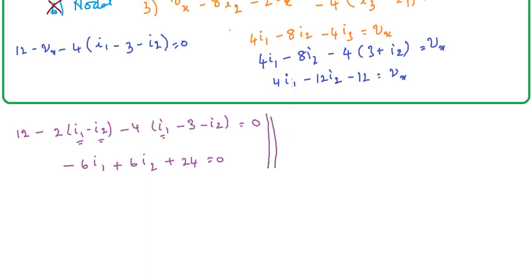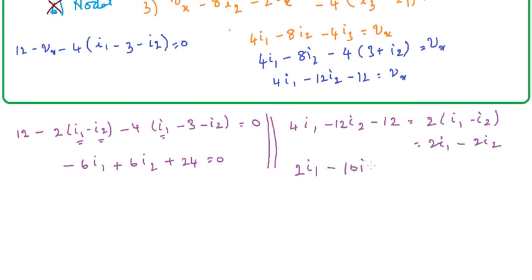Let me write the other equation side by side. So it is 4I1 minus 12I2 minus 12 is equal to 2 times of I1 minus I2, which is equal to 2I1 minus 2I2. So this is 4I1, and this 2I1, if you take this side, it will be 2I1, and this is minus 12I2. If minus 2I2 goes this side, it will be minus 10I2 minus 12 equal to 0. That's all. Two equations, two unknowns.